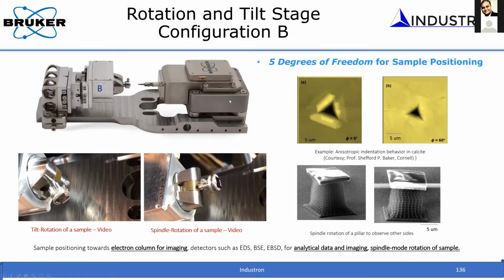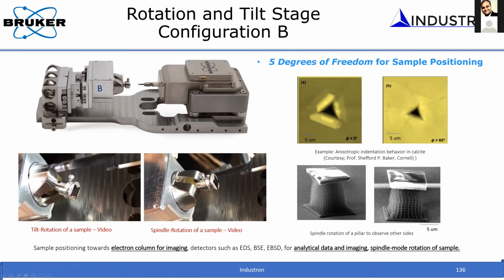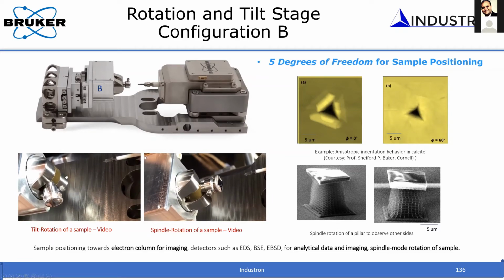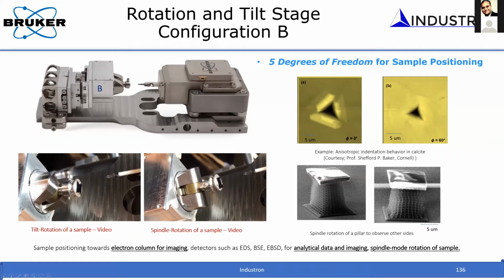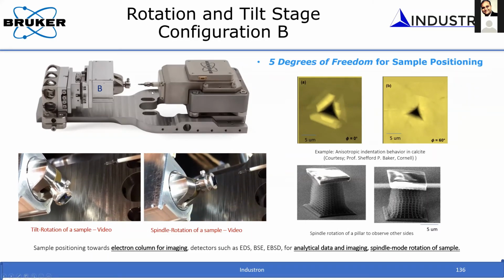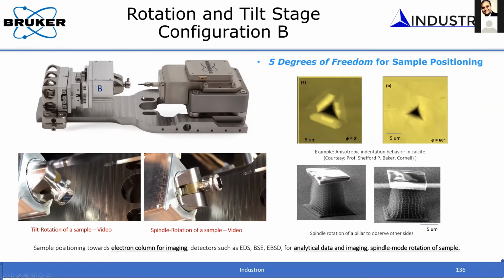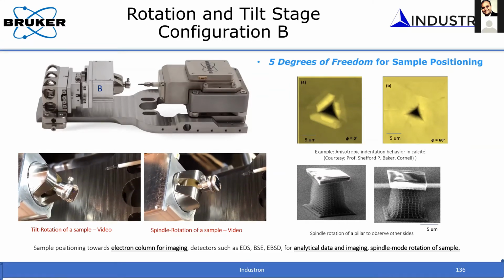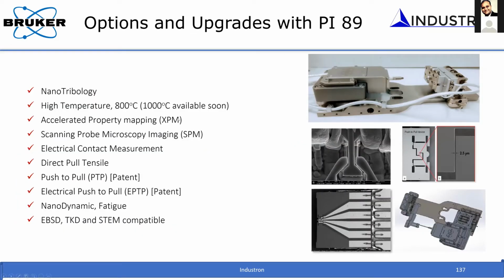The third use that I haven't put here is, for example, when you do pillar compressions, sometimes it is very difficult to align the pillar along the axis of the tip. So sometimes these rotary and tilt stages are useful to align the pillar along the axis of the tip. So even for pillar compression, this is very useful. This 5 degrees of freedom is very important, and it is very helpful in doing experiments inside the SEM. Okay, so with these combinations, you can do nanotribology.